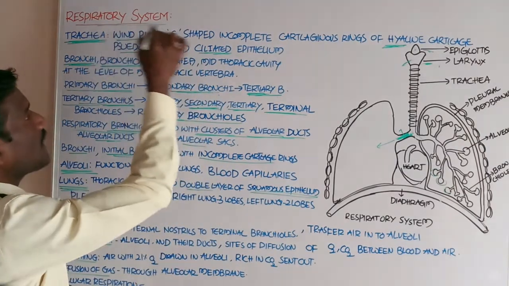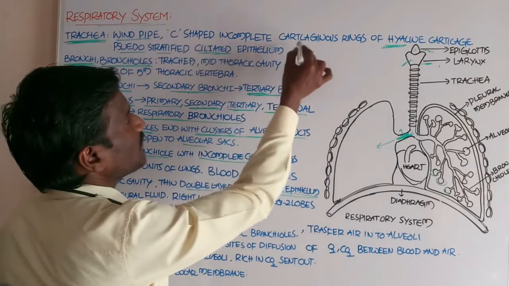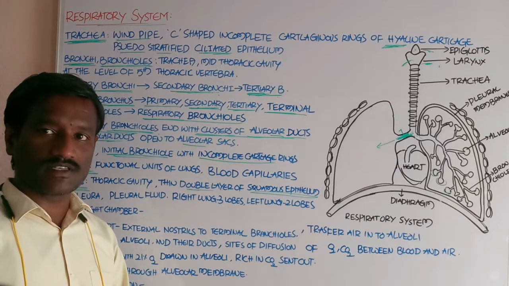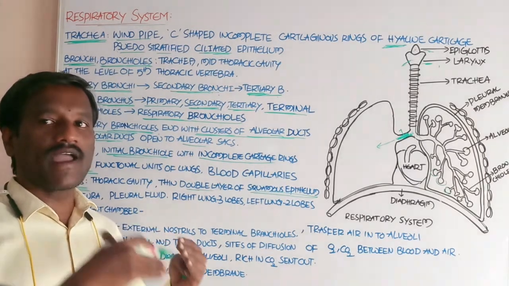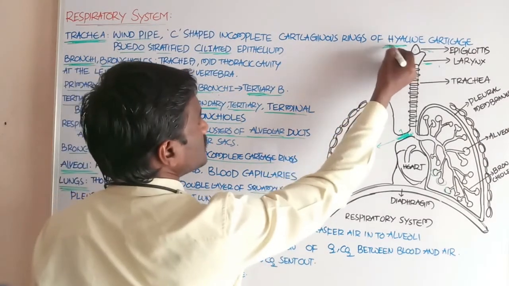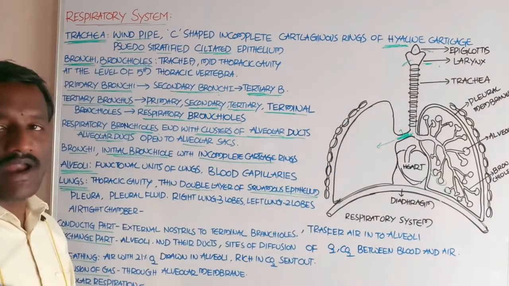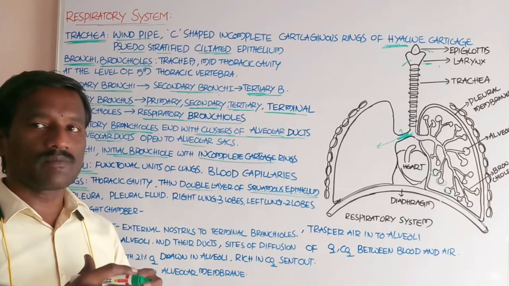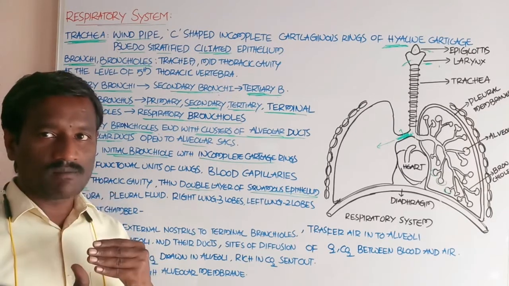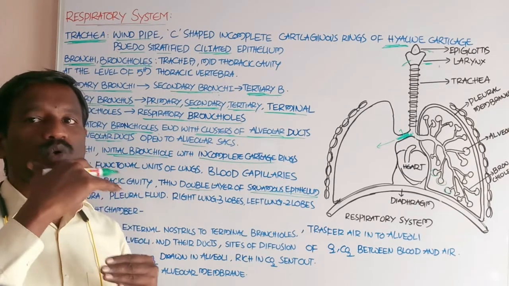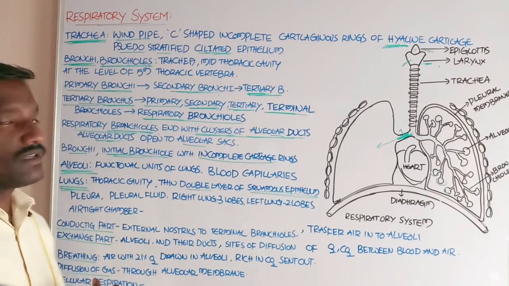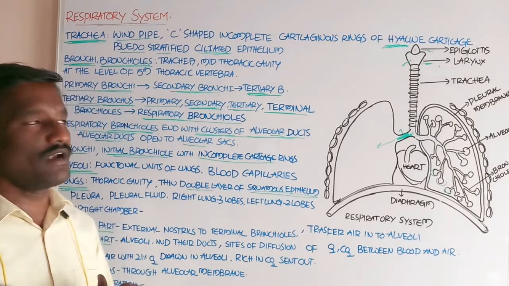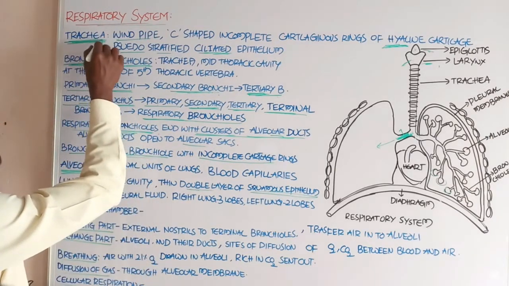The wall of the trachea consists of C-shaped incomplete cartilaginous rings, which are made of hyaline cartilage. Hyaline cartilage is important. These rings are ventrally complete and incomplete at the dorsal position. The length is about 12 centimeters.